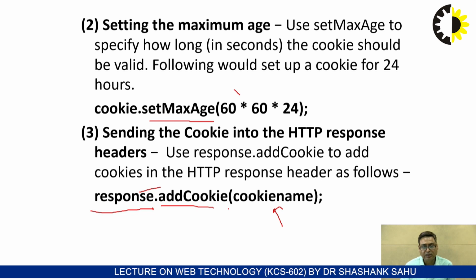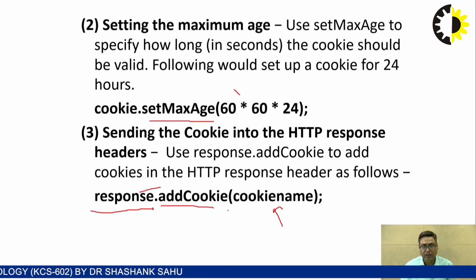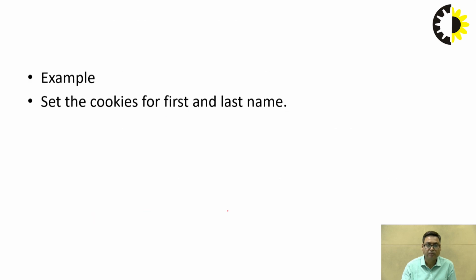So what I discussed are three important steps. First is to create the cookie with the help of the class Cookie. Second is to set its age, that is 24 hours, or any other number of hours you can set. Third is to call the function addCookie to store the cookie from the server to the client machine. These three steps are important.